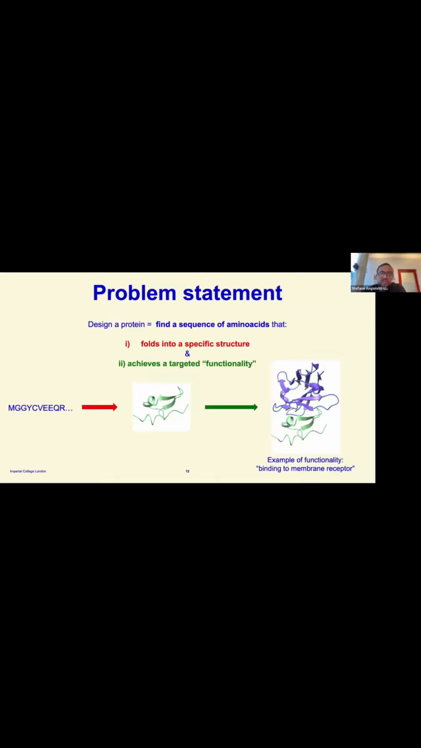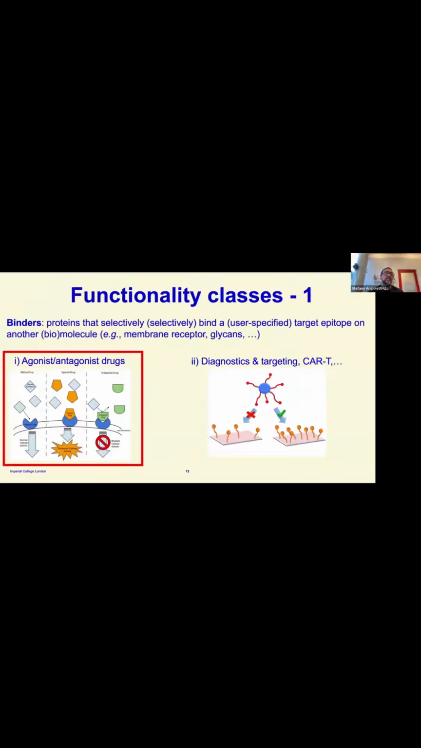I'm talking here about functionality. So what does it mean to achieve a target functionality? Typically, there are two classes of functionality when we talk about protein design. The first is what I would generally call binders. A binder is a protein that can selectively bind a user-specified target epitope. An epitope is just a part of another protein or a part of another molecule.